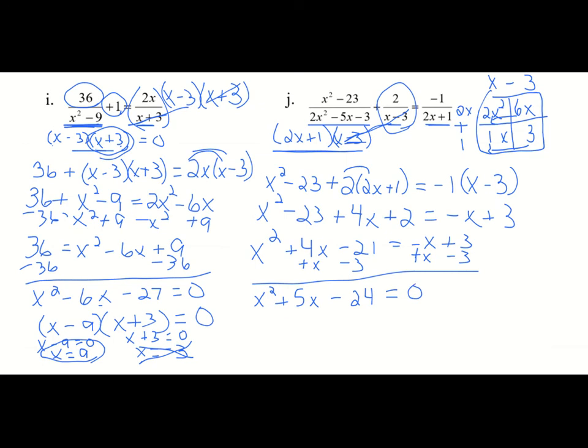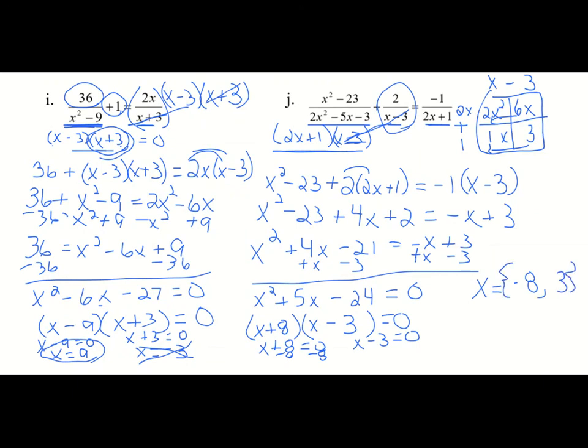And this will factor to 24. I know 8 and 3 give me 24. It also makes a 5. So we're going to have x plus 8, x minus 3, and x plus 8 equals 0. Subtract 8 from both sides. So we get x equals negative 8. And then x minus 3 equals 0. You would add 3 to both sides. So my answers are negative 8 and 3.